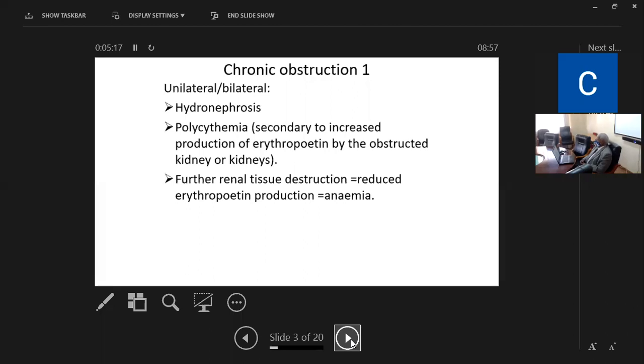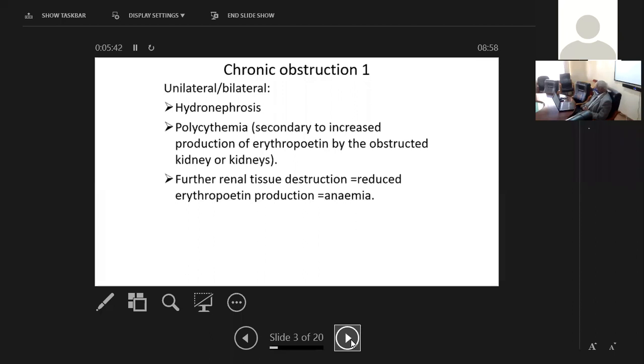Further, renal tissue destruction will reduce the production of erythropoietin. And that will lead to anemia. So patients with chronic prostate enlargement may come to you with polycythemia, if erythropoietin is still being produced. If the destruction is severe and erythropoietin is not being produced, the patient may present to hospital with anemia.